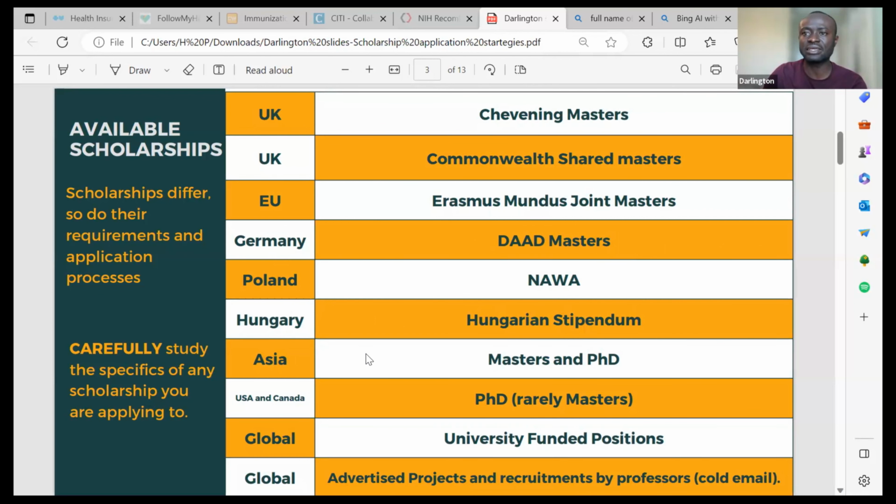You have, like in Saudi Arabia, the King Abdullah Scholarship, King Abdulaziz and the rest of them. And some of these scholarships actually pay very well. I think Asia has some of the scholarships that pay the highest in the world. Okay, so it's things that you might want to also explore.